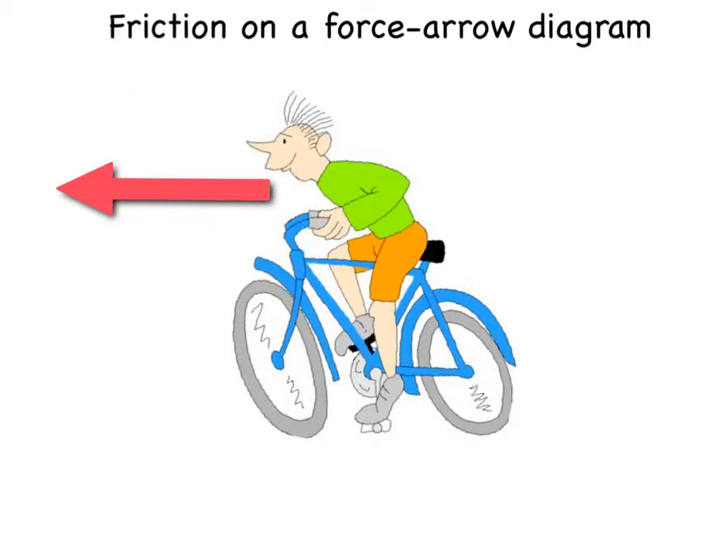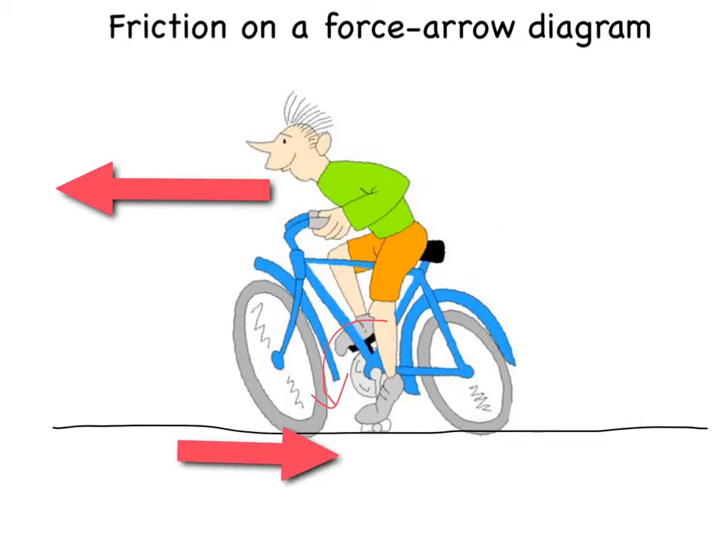He's pushing with his feet on the pedals, and that is propelling him forward. So his thrust is going forward in that direction. Now, here is the surface of the road. Where do you think the friction might be occurring? That's right. The friction is occurring between his tyres on the road, front and back. And the friction is drawn this way. So the friction occurs between the surface of the road and the tyres of his bike.